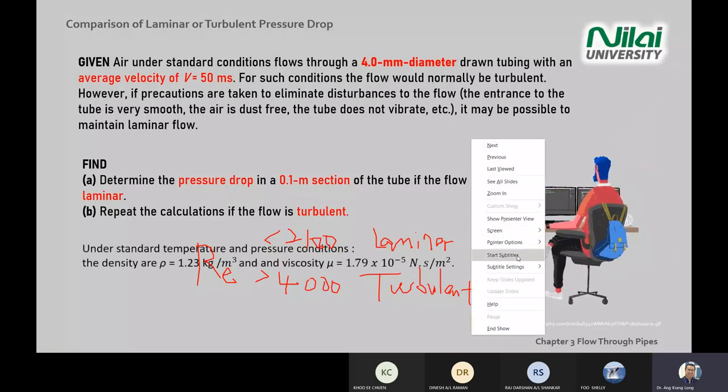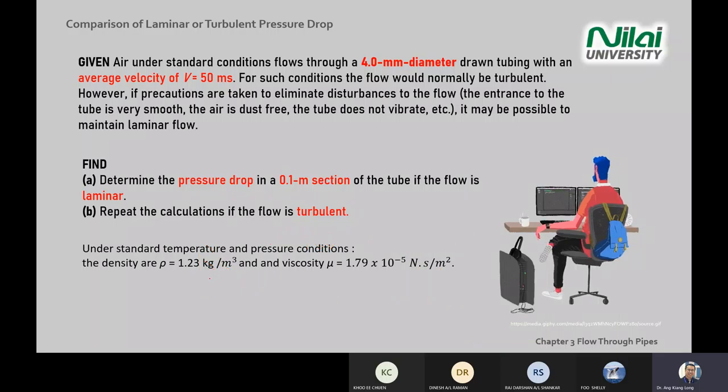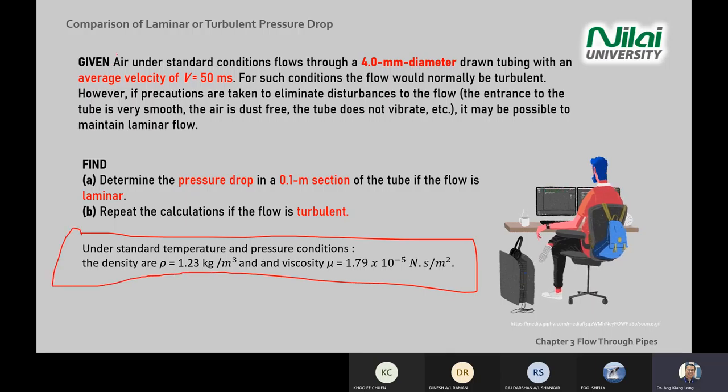Then if you look at the table for standard condition for air, density will be 1.23 kilogram per meter cube. Sorry, this is the dynamic viscosity: 1.79 × 10⁻⁵ Newton second per meter square. You extract this from the table. Medium is air, under standard temperature T equal 15 degrees C, and pressure is 1 atmospheric pressure.